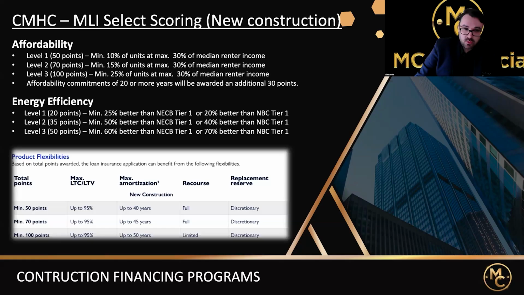The next scoring is going to be for affordability. There's 3 levels for the affordability to get 50, 70, or 100 points. And these are going to be specific to new construction, because existing properties will have different criteria for these social outcomes. Level 1, you need 10% of your units to be at the affordable rents. Level 2, you'll need 15%, and level 3, you'll need 25%.